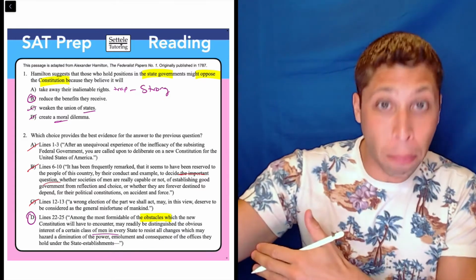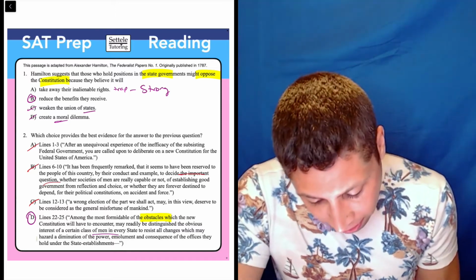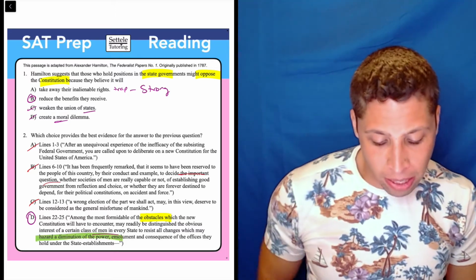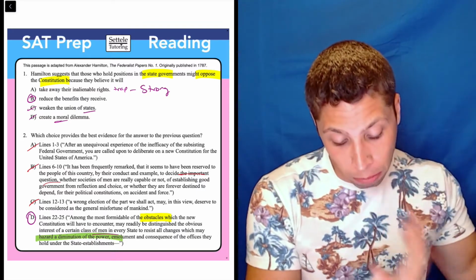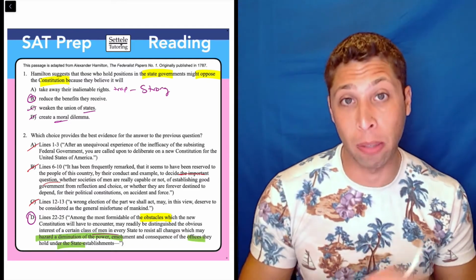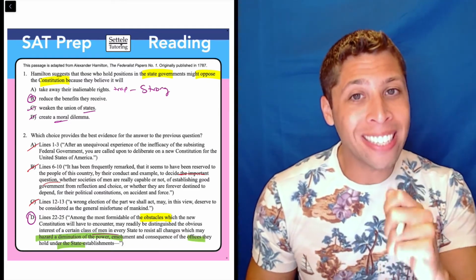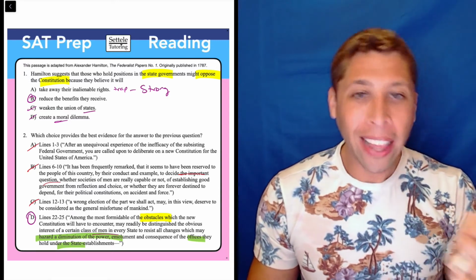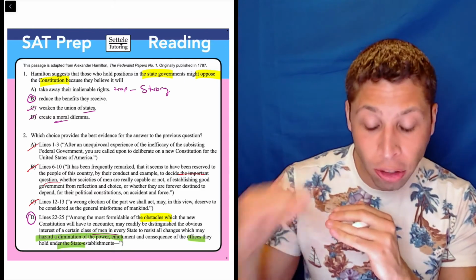And can we actually prove that B matches with D? Yes. It's going to take a little work, but it does say here that the class of men in every state are going to resist those changes which hazard a diminution of the power, emolument, and consequences of the offices they hold under the state establishment. So a lot of key words that match with our question. You might not know that word diminution, but I think from context you can get it. And it's certainly, just from strategy reasons, much, much better to pick B.